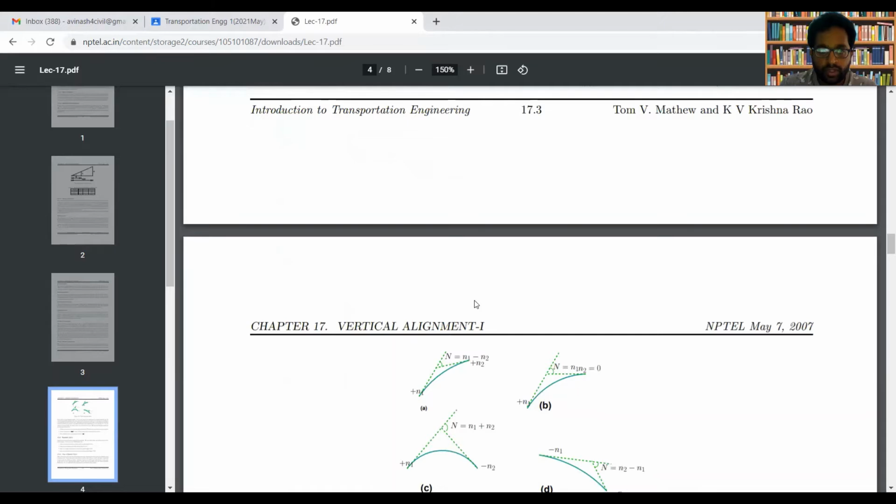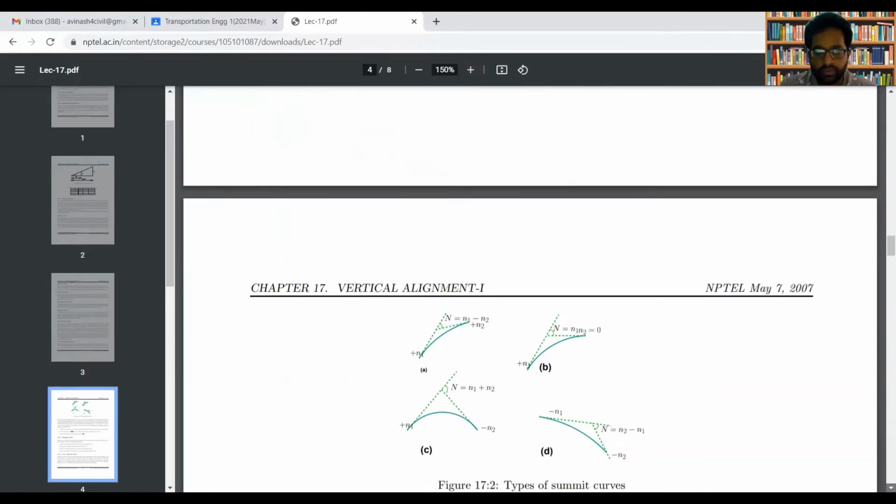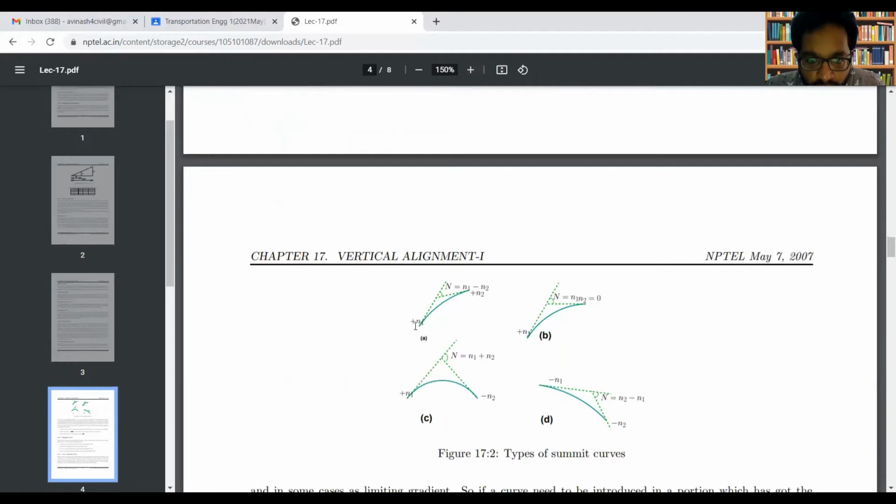Now please observe this figure, all these figures. In figure A, there is one up gradient, that is plus n1, denoted as plus n1. And there is another gradient which is also in the positive direction. The deviation angle means that from this gradient you draw a tangent, from this gradient also you draw a tangent, and the angle at which both these tangents meet, you call the deviation angle, represented by capital N. So the deviation angle can be written as plus n1 minus n2.